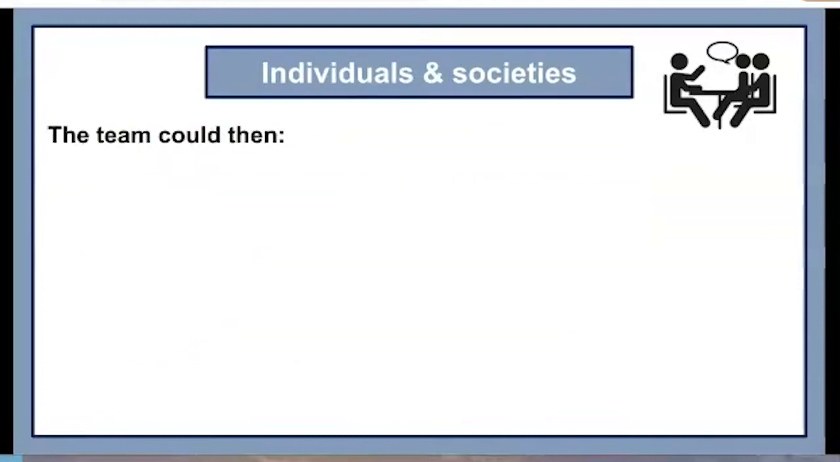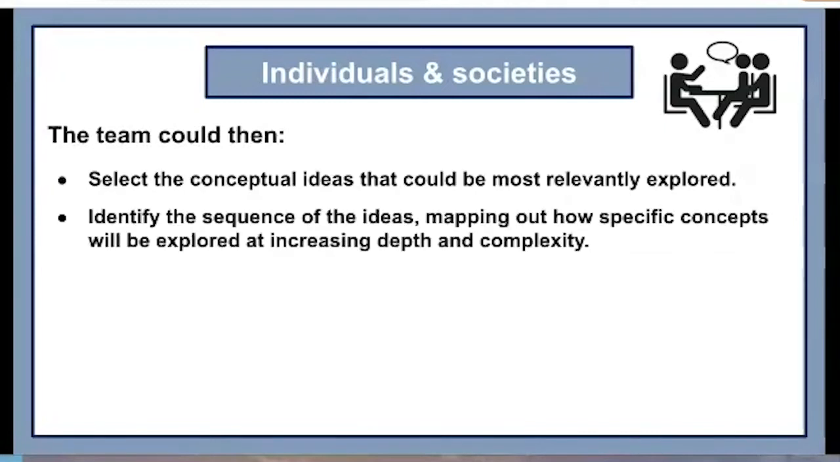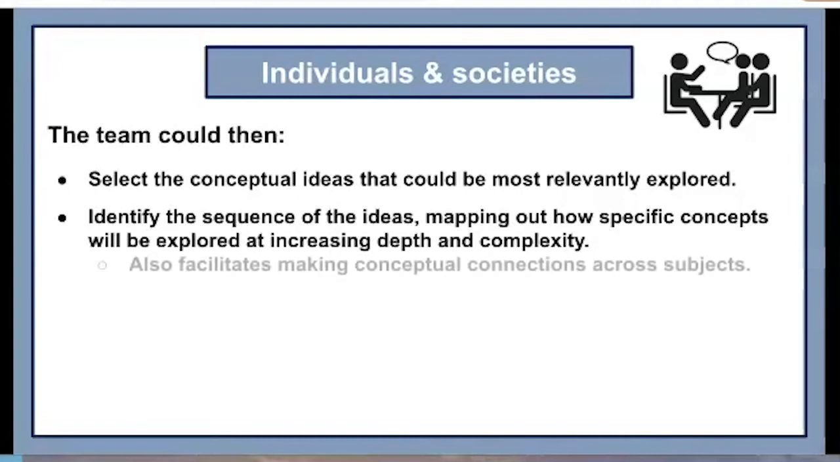After a full list has been brainstormed that includes each of the concepts prescribed for the subject group, the team could then select the ideas that could be most impactfully and relevantly explored. They could also identify a sequence of exploration across the 5 years of the program, including mapping out how specific concepts will be explored multiple times at increasing levels of depth and complexity. This mapping process is also critical to be able to help other teachers make conceptual connections across the subjects.